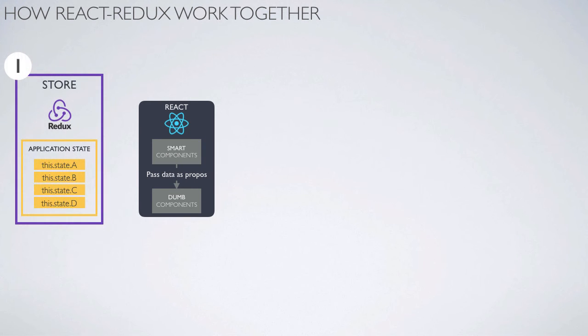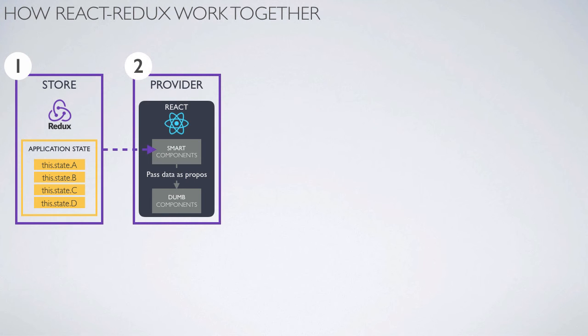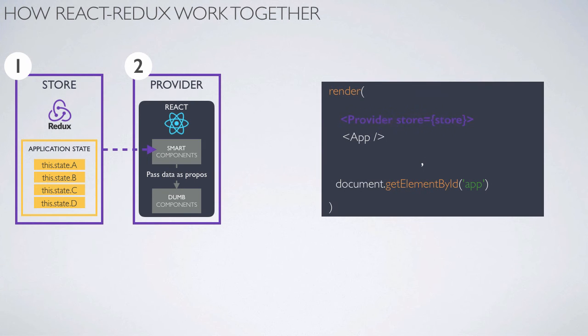The first element in a React Redux application is the store, which is the place where you create and maintain the entire application state. Then we have the provider that wraps the entire React app to make the store available to any component. You might have seen a line of code like this one, where you can clearly see the provider passing down the store as props.